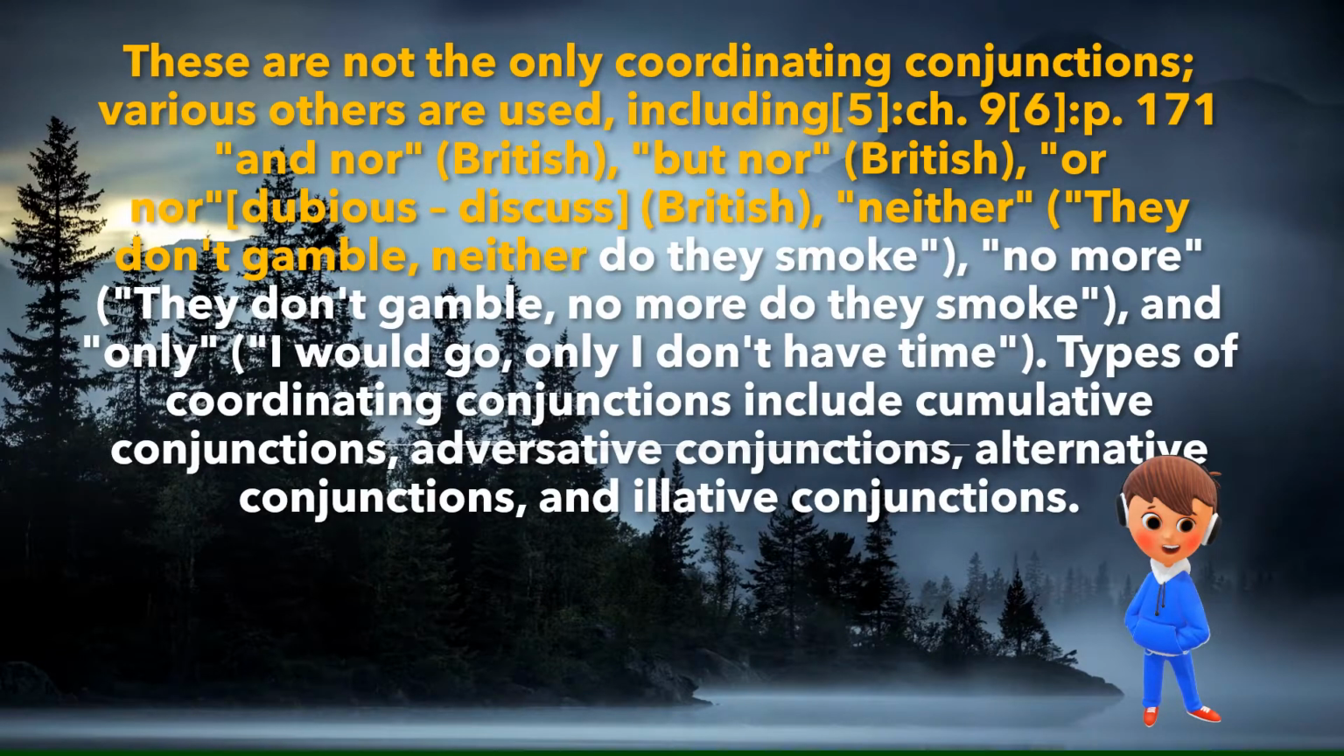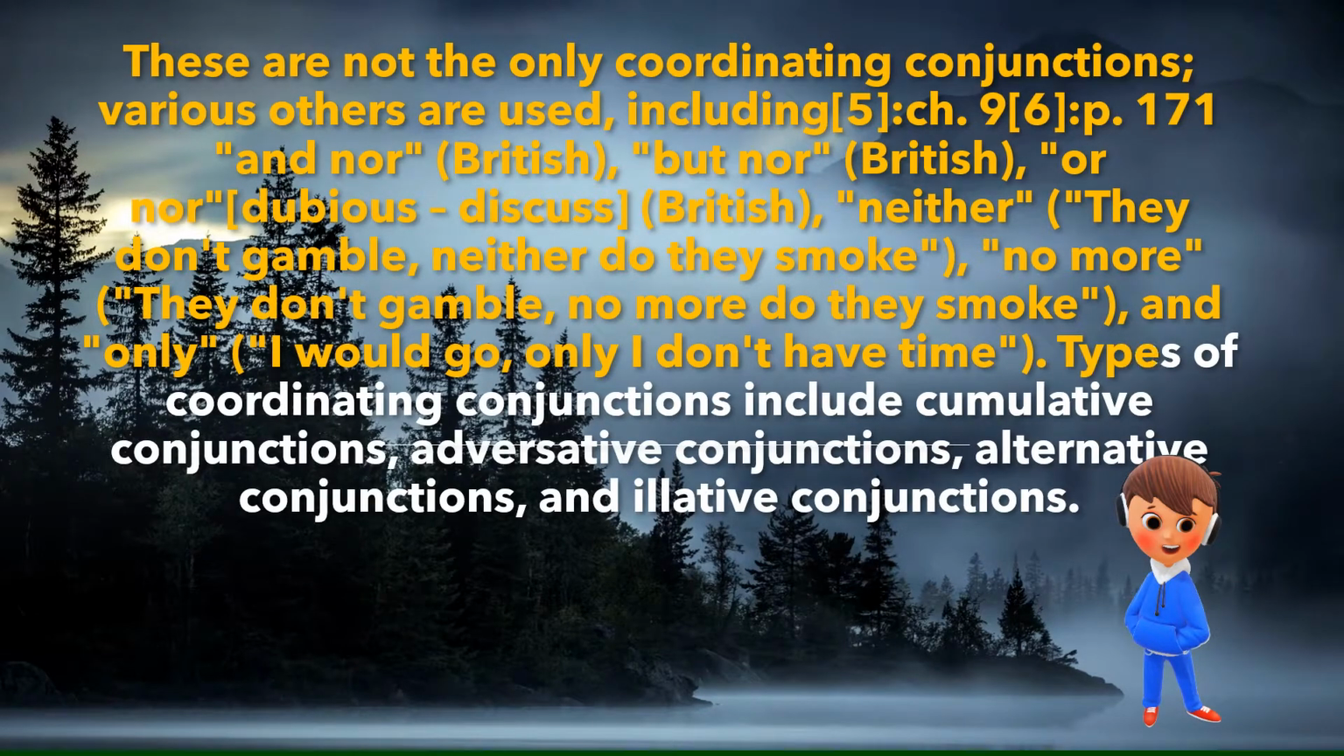They don't gamble, neither do they smoke. No more, they don't gamble, no more, they don't smoke. And only, I would go, only I don't have the time. Types of coordinating conjunction include cumulative conjunction, adversative conjunction, alternative conjunction, and illative conjunction.